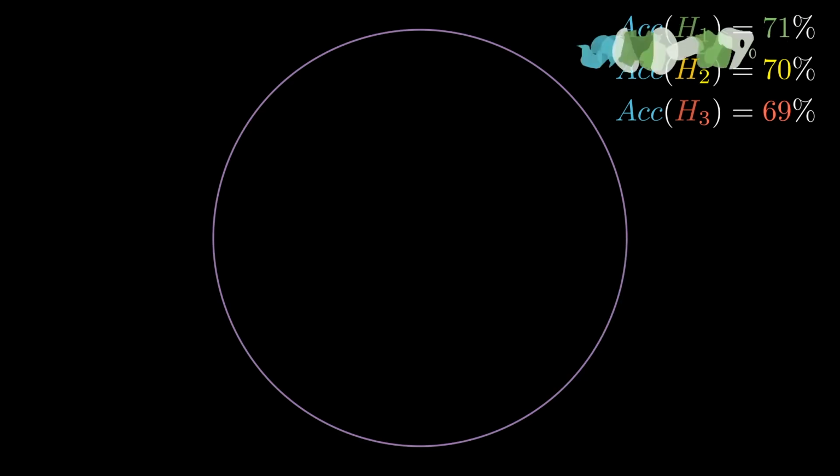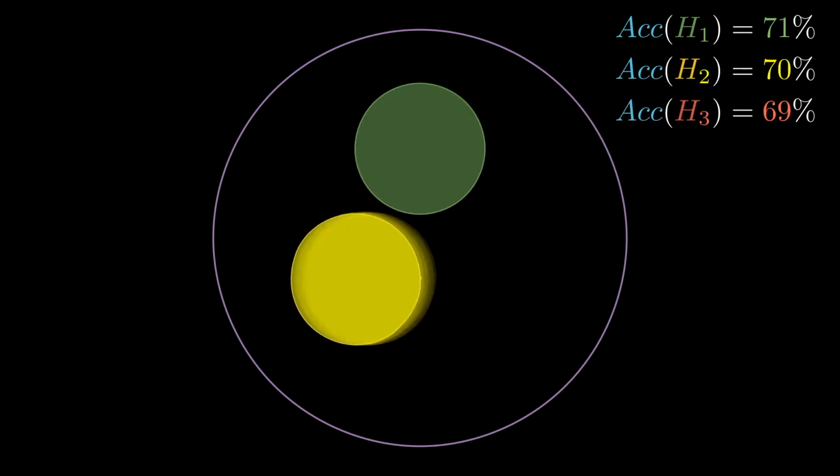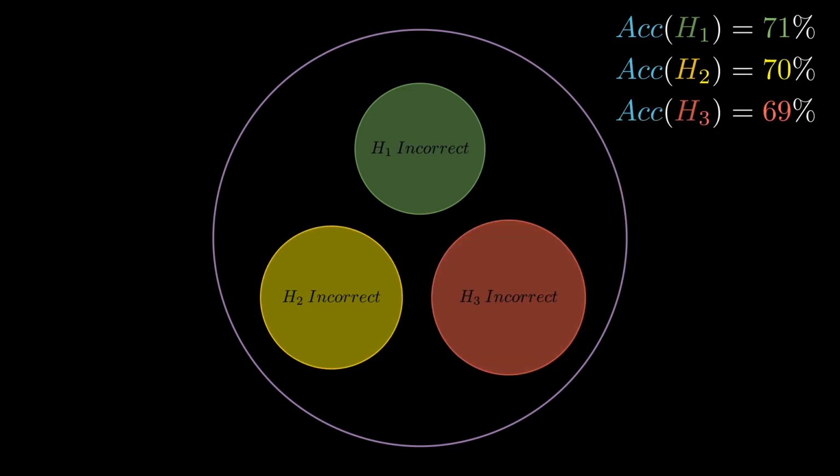H1 will get things wrong 29% of the time, that's shown in green. H2 gets predictions wrong a little more often, and this is shown in yellow. H3 will be incorrect most often, and it has the largest circle, coloured red, which represents an incorrect classification 31% of the time. If the classifiers work exactly as illustrated, then we can combine them to form a perfect classifier that will never get a single sample wrong.